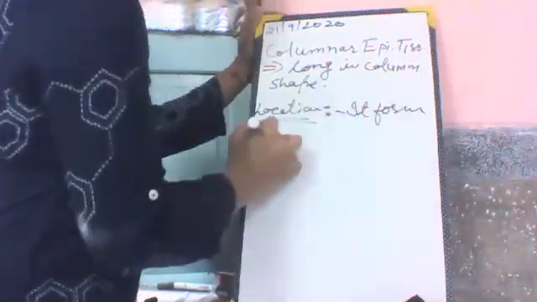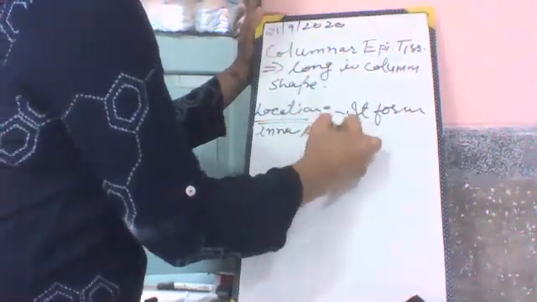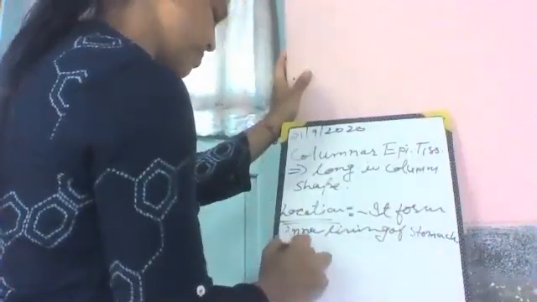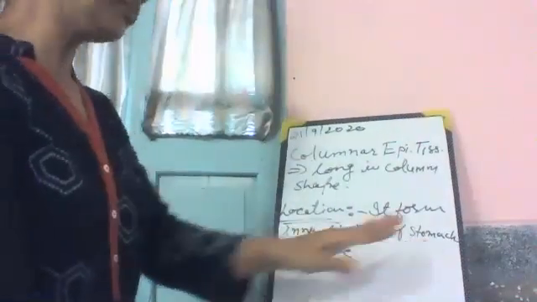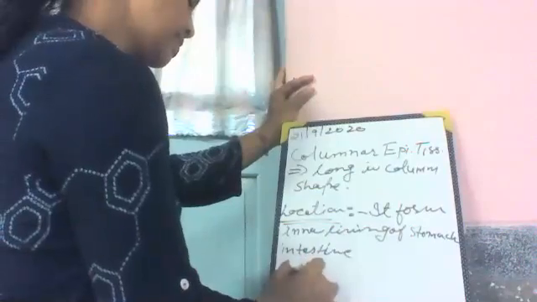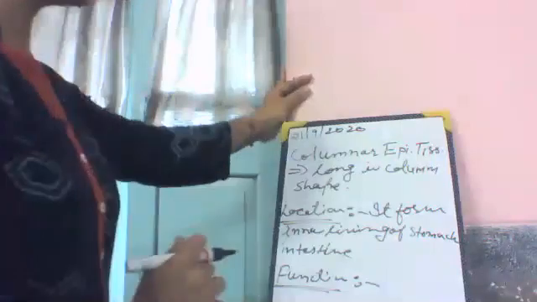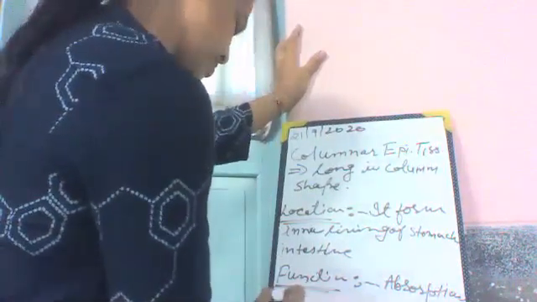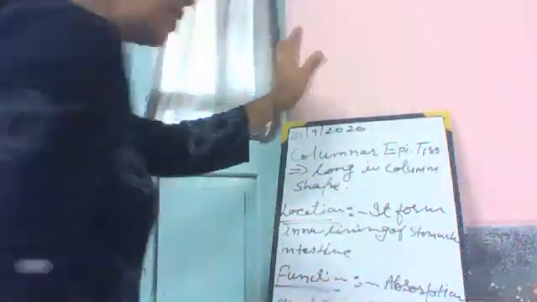They form the inner lining of the stomach and intestine. As they are present in the stomach and intestine, the function is absorption and secretion. In the stomach, it secretes some enzymes to digest food, and in the intestine, it absorbs digested food.